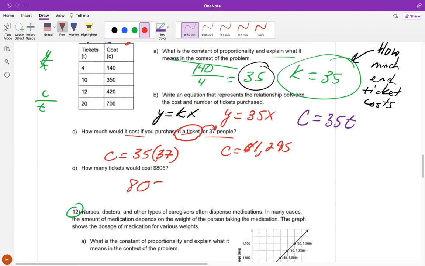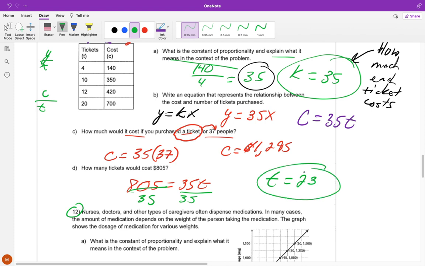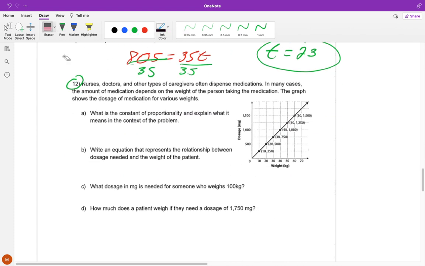All right. The next one says how many tickets would cost $805. So 805 is equal to 35 times t. So if we want to figure out how many tickets that is, we can divide the cost by how much each ticket costs. And 805 divided by 35 is 23. So that means that we would have bought 23 tickets.